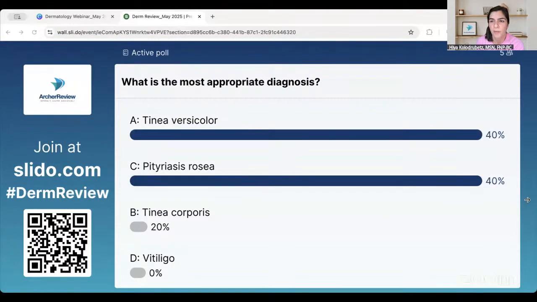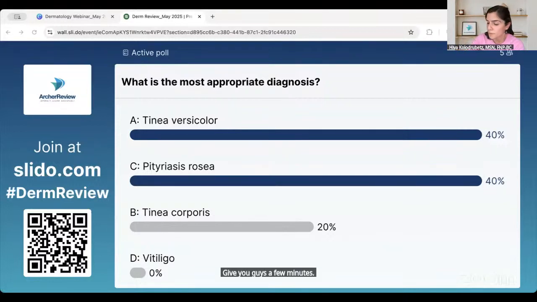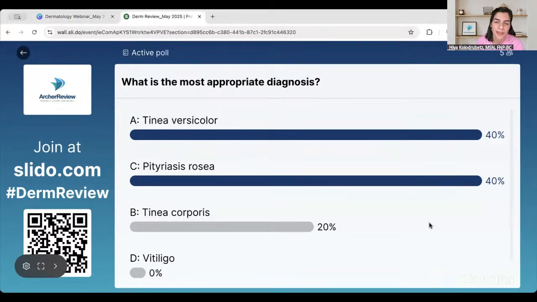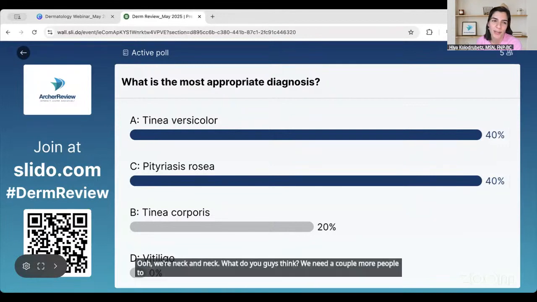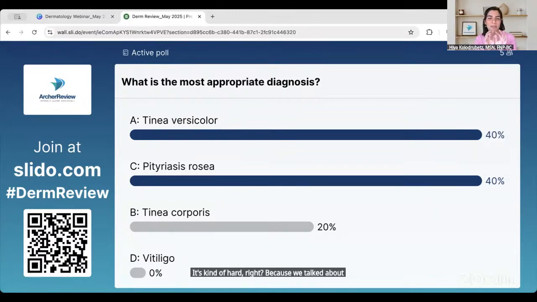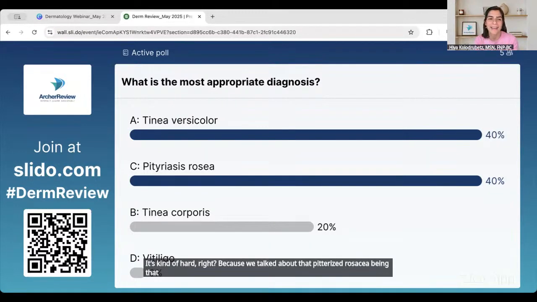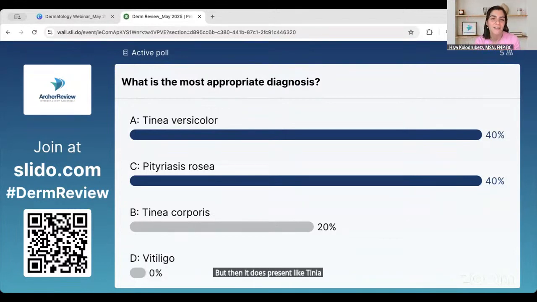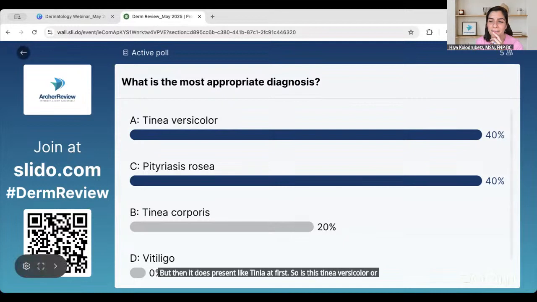Give you guys a few minutes. Oh, we're neck and neck. What do you guys think? We need a couple more people to throw us one direction or another. It's kind of hard, right? Because we talked about that pityriasis rosea being that Christmas tree pattern on the back. But then it does present like tinea at first. So is this tinea versicolor or pityriasis rosea?